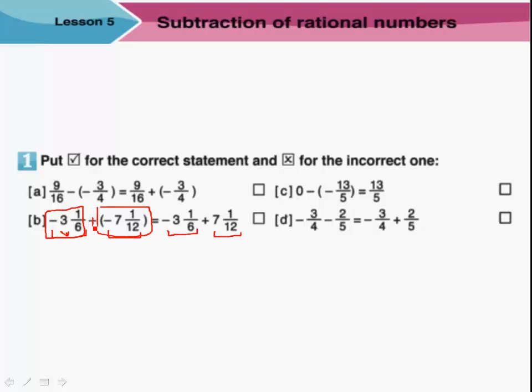And when we change this sign, we have to change this sign too. Compare between the left side and right side. Left side, here we have minus 3 and 1 over 6. Here is minus 3 and 1 over 6 plus 7 and 1 over 12. 7 and 1 over 12. So the left hand side is equal to the right hand side.